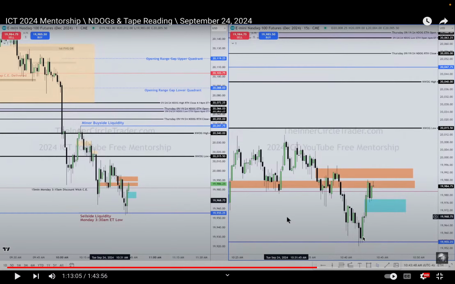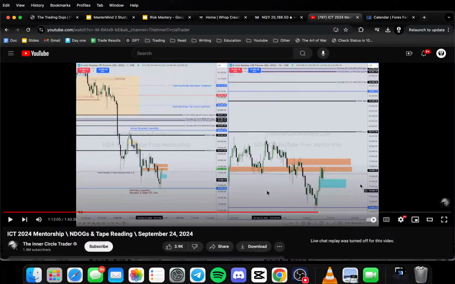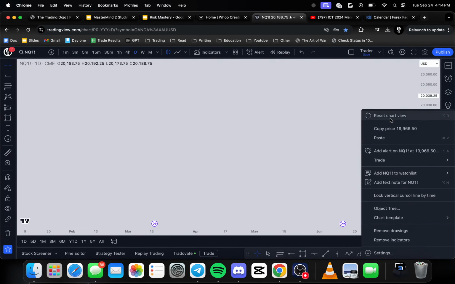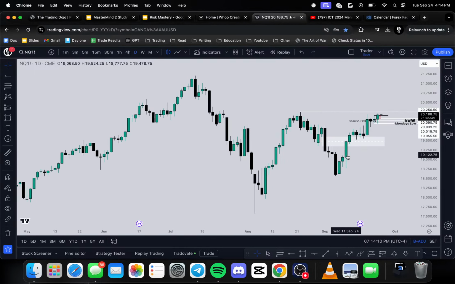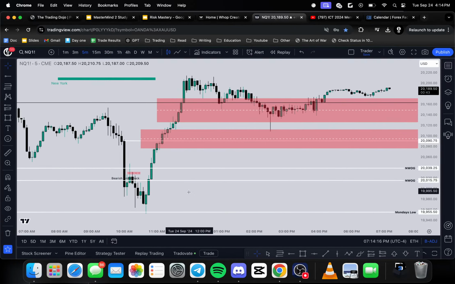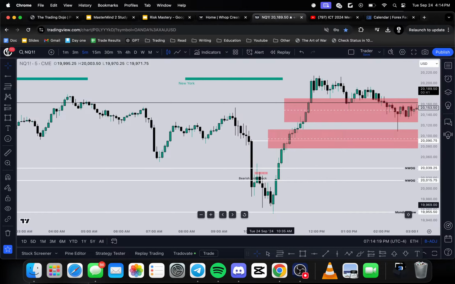We finally swept Monday's low, and our bias is bullish because we've been going up the last few days. Going on the daily chart, where have we been going the last few days and weeks? Buy side. We've been going up. So our initial bias is going to be bullish. We finally swept the objective low.